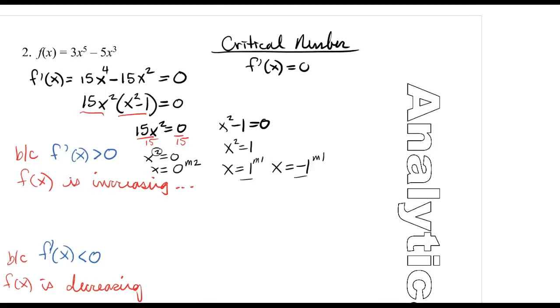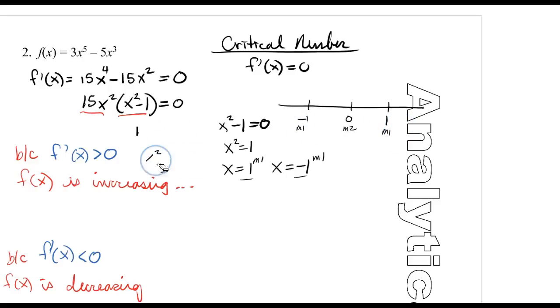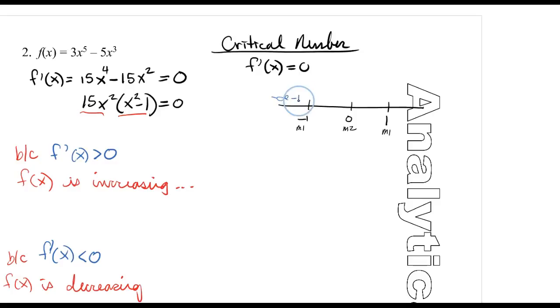This allows me to create my sign chart, and my values are negative 1, 0, and 1 in order. And I'm going to go ahead and mark my multiplicities here. This is M2, M1, and M1. That'll allow me to clean this up a little bit here. Now with our sign chart, we can mark our intervals, negative infinity to negative 1, negative 1 to 0, 0 to 1, and 1 to infinity.